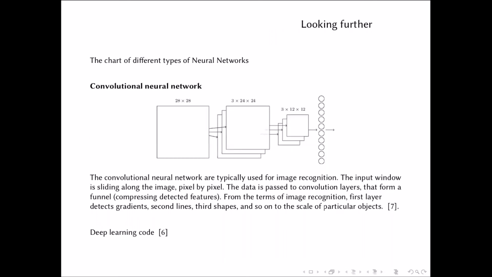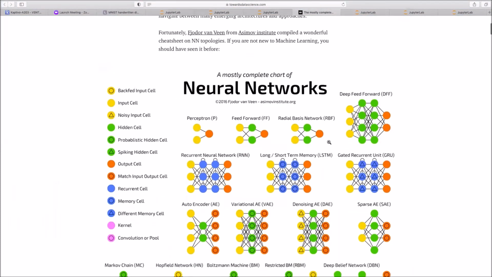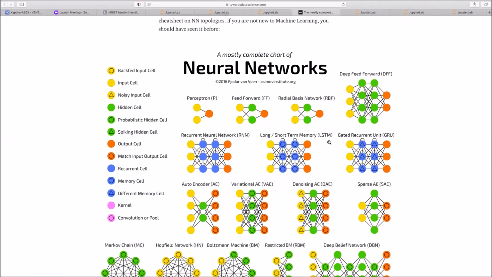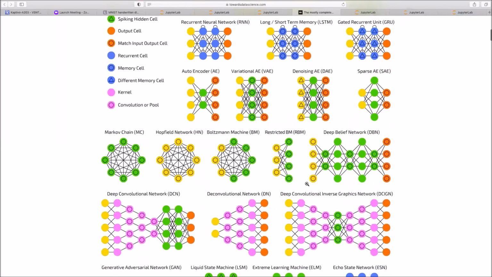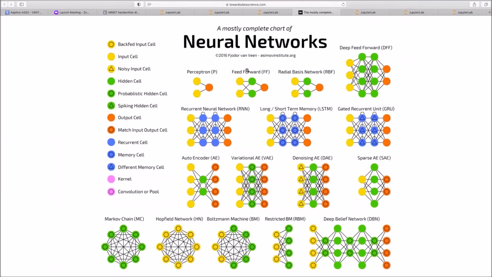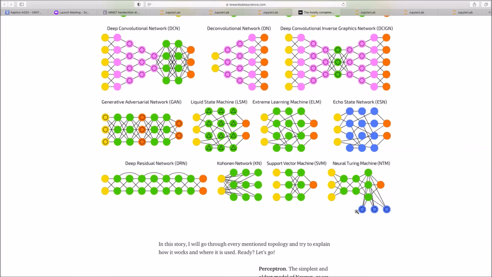Now we can look further. I found this chart of different types of neural networks. This is the website. It gives us a really complete chart of the different types of neural networks. We have so many other neural networks we can learn. So we're just at the beginning. We're here, the feed forward. We have so many other types that can do other tasks, for example image recognition, voice recognition, and so on.